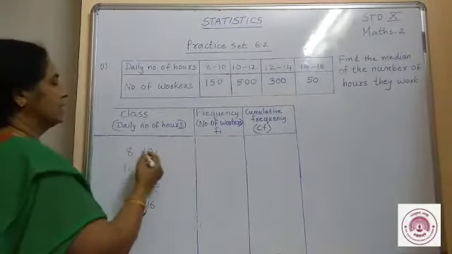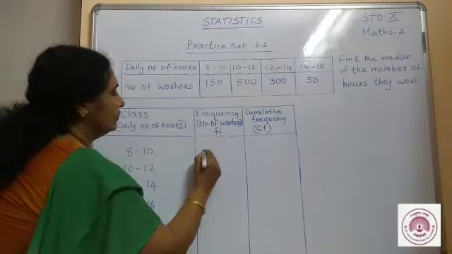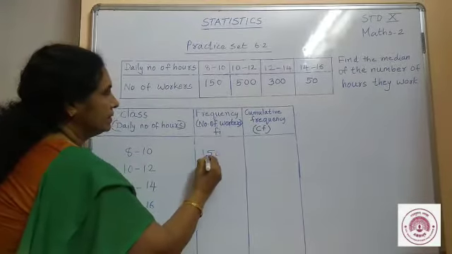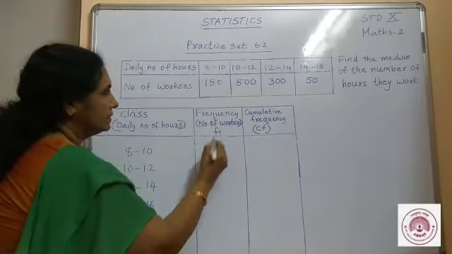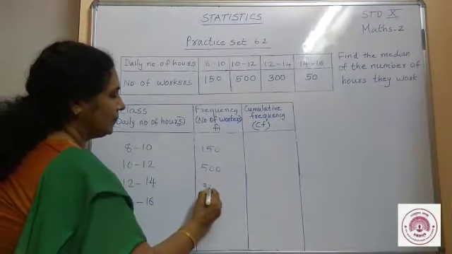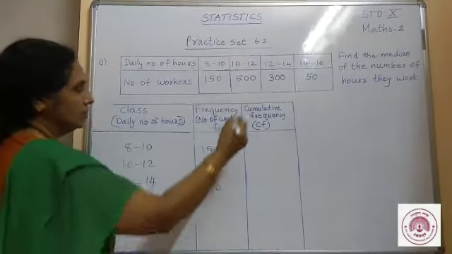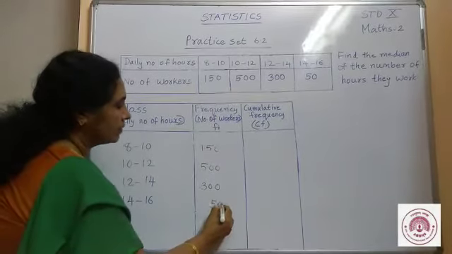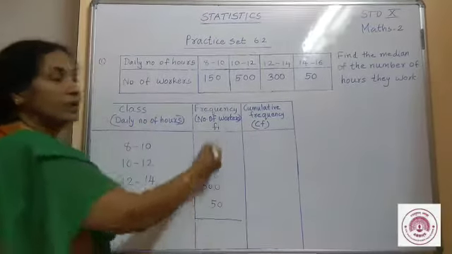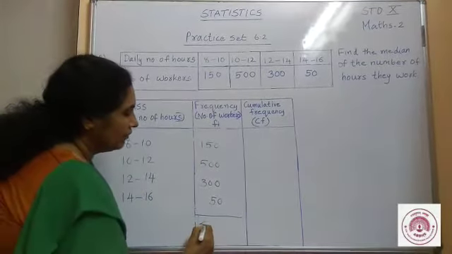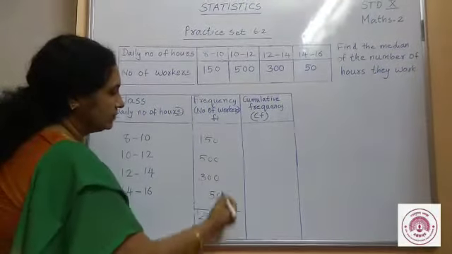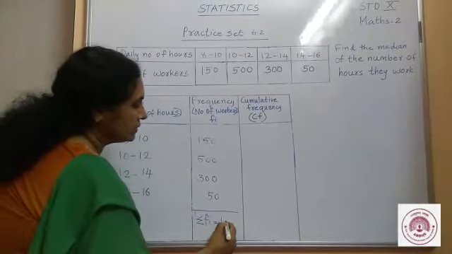Now here the frequencies are, for the first class it is 150, second class 500, third 300, and the frequency of the last class is 50. Find the sum of all these frequencies, that is sigma Fi. Sigma Fi is equal to the sum of all these, that is 1000.